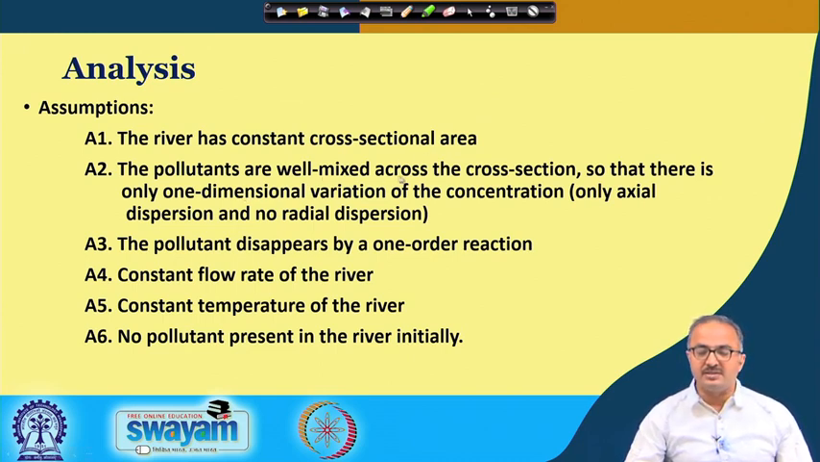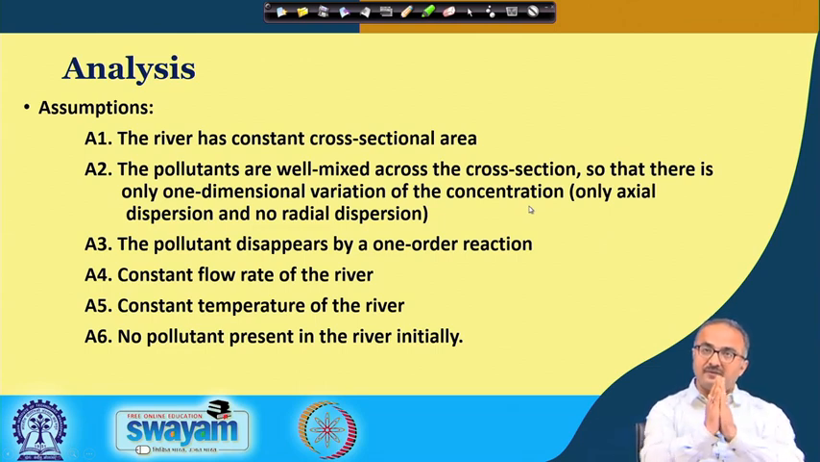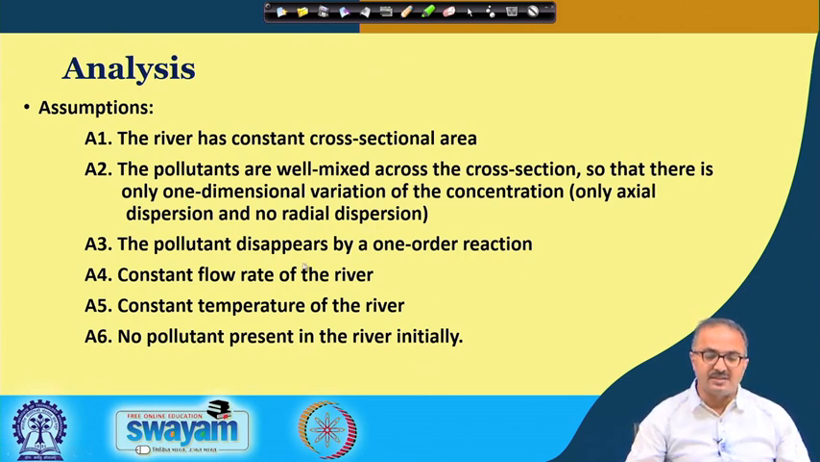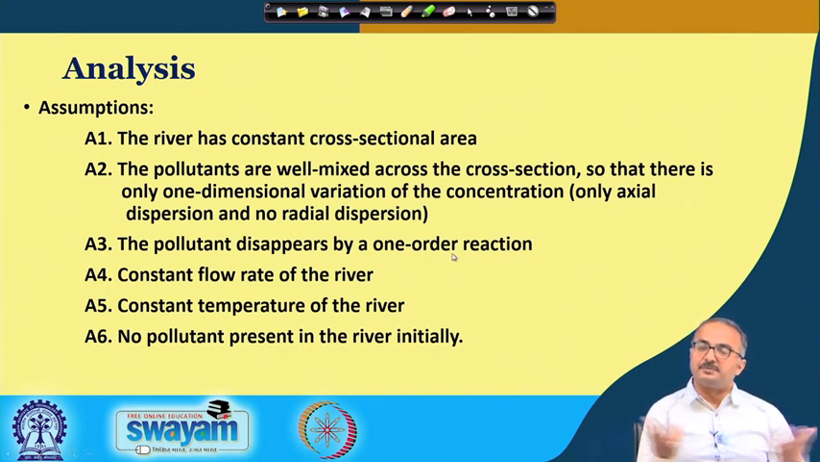Then pollutants are well mixed across the cross section, so that there is only one dimensional variation of the concentration. That means we are assuming that across the river cross section the pollutants are well mixed, so that the pollutant concentration is changing only in the flow direction, and not across the river. Then pollutant disappears by some first order reaction; there is some reaction occurring and they get dispersed. And then we have constant flow rate of the river, then constant temperature of the river.